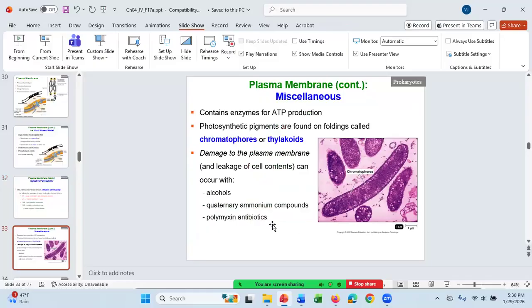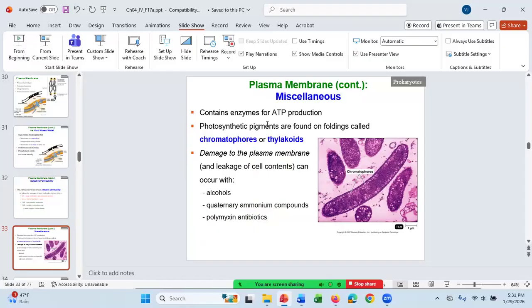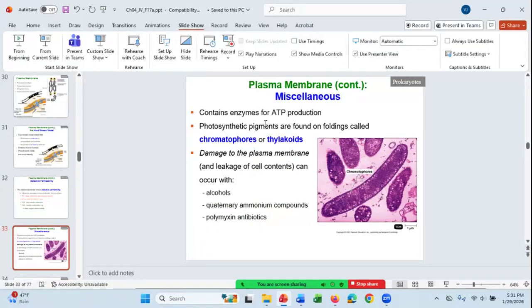All right, let's talk about some miscellaneous things with the plasma membrane. The plasma membrane of bacteria as well as archaea contains the enzymes for ATP production. We'll talk about that when we're talking about aerobic respiration, but the ATP enzymes are actually in the cell membrane. That's not true of eukaryote cells. Eukaryotes have the ATP producing enzymes inside the inner membrane of the mitochondria. Once again, it's in the membrane, it's just not in the cell membrane.